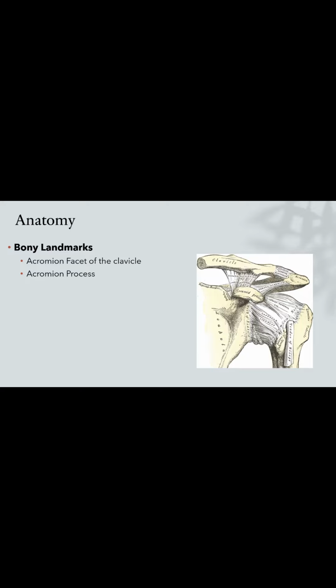The AC joint is formed by the junction of the lateral clavicle and the acromion process of the scapula. The AC joint attaches the scapula to the clavicle and serves as the main articulation that suspends the upper extremity from the trunk.